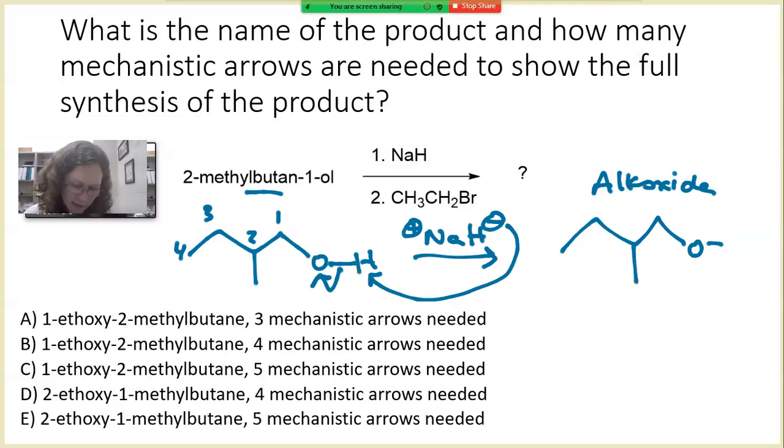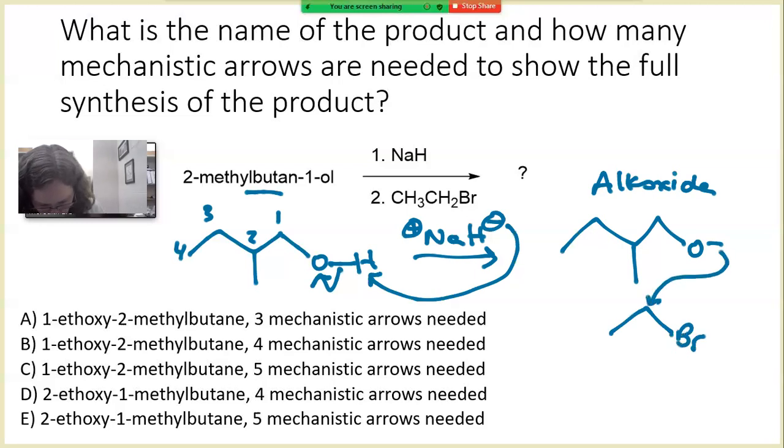And we're going to add a primary alkyl halide with 2 carbons. And we're going to have an SN2 reaction occur. So SN2 is simultaneous nucleophilic attack and loss of a leaving group, which will require 2 arrows. Our final product is going to be an ether.